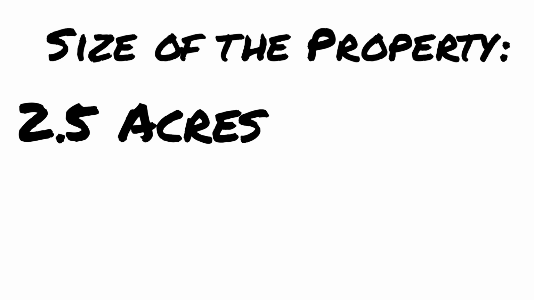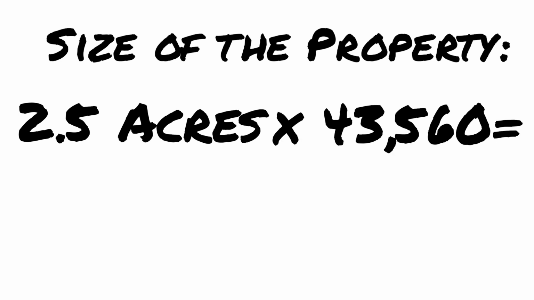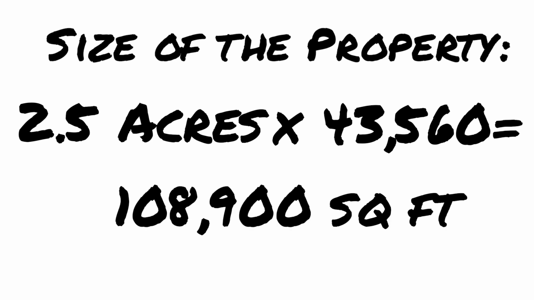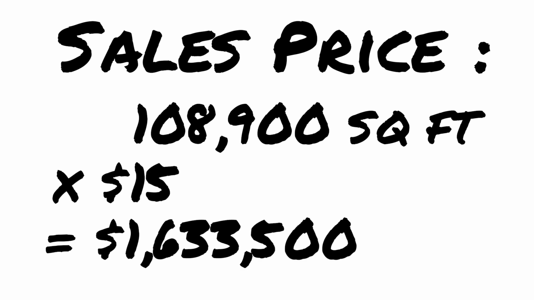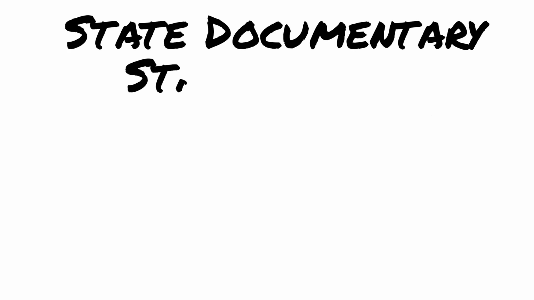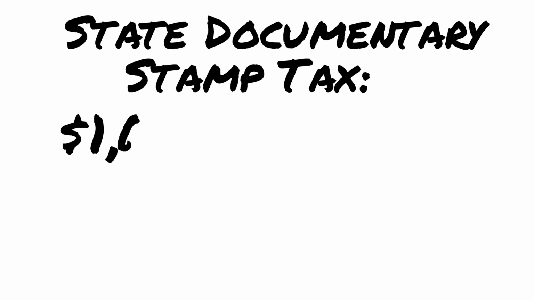To find the square footage, we will take the 2.5 acres and times that by 43,560, which equals 108,900 square feet. Next, calculate the sales price. So we take 108,900 times $15, which equals $1,633,500.